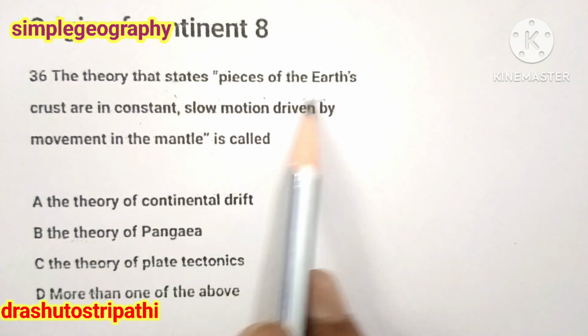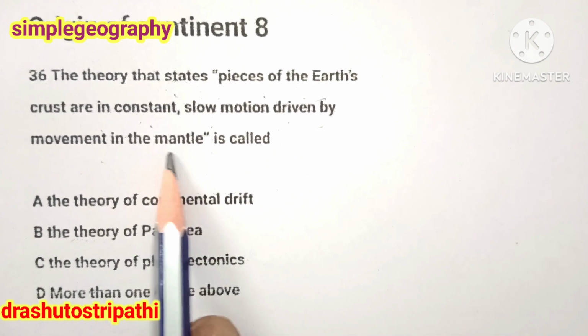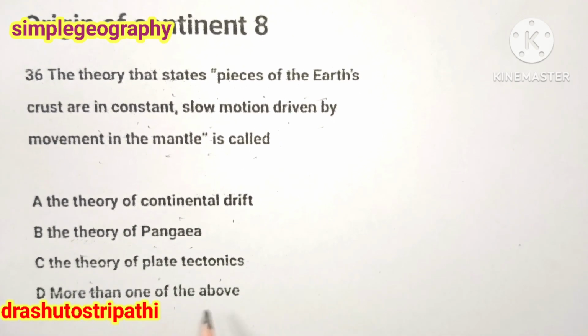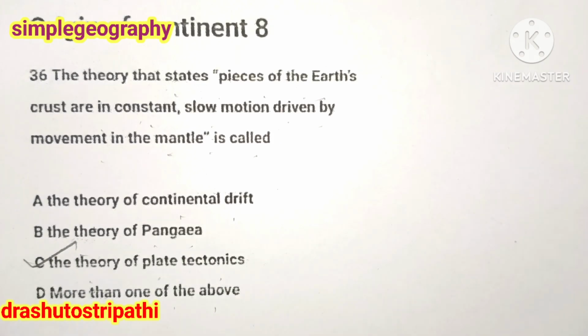The slow-motion driven movement of the pieces of the earth's crust in the mantle is explained by: the theory of continents, the theory of Pangea, the theory of plate tectonics, more than one of the above. The answer is the theory of plate tectonics.